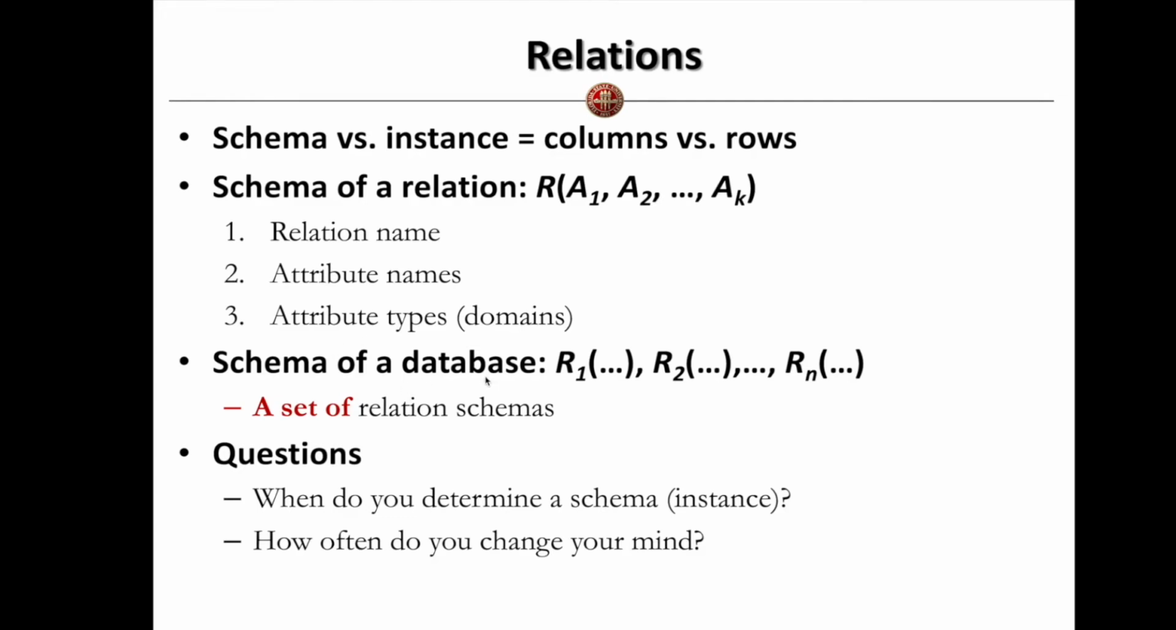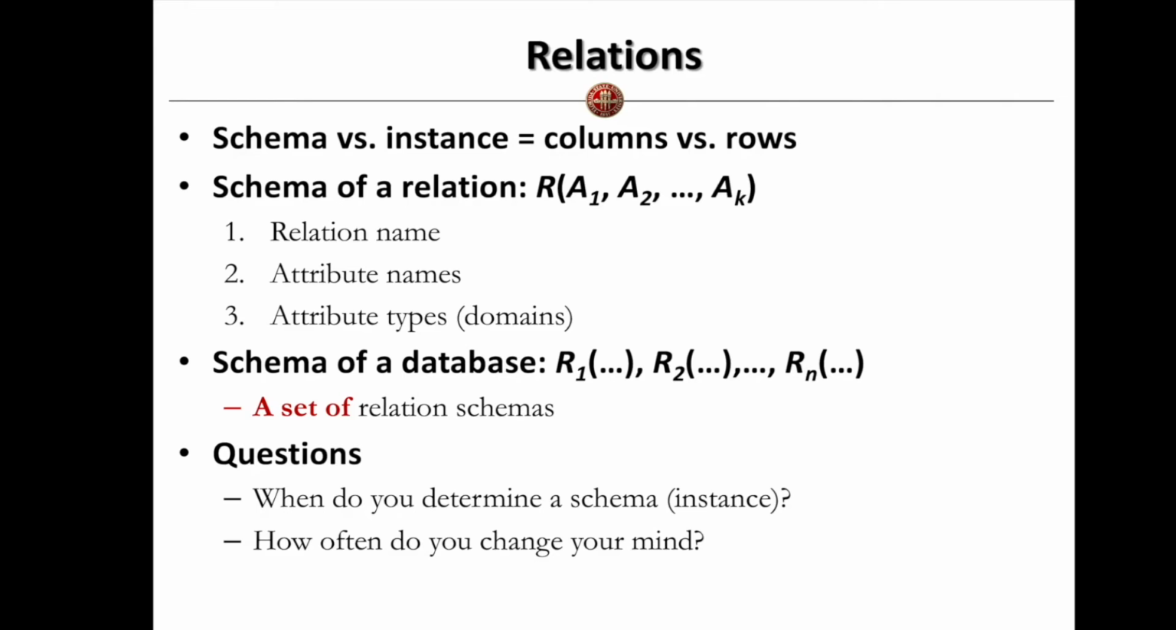Now, given a database, we have multiple relations. We have relation 1, relation 2, and relation n. So each one will be represented as a table. Therefore, when we create a database, we have multiple tables to be created inside these database systems, and each one will be represented as a relation. Therefore, the schema of a database is also defined as a set of relation schemas.